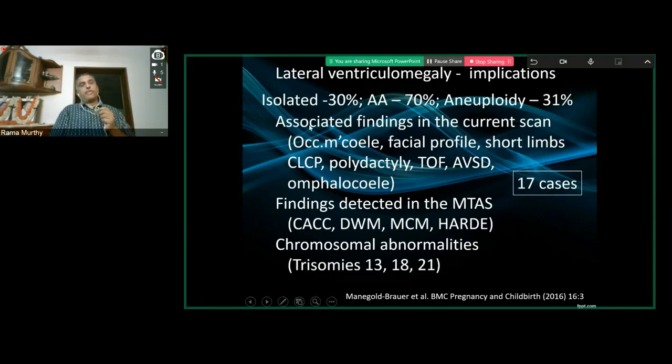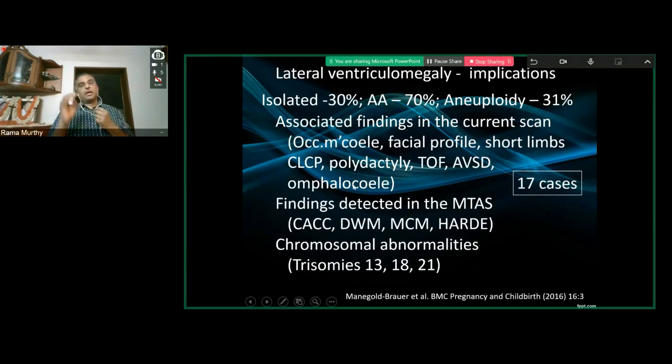You need to look very carefully in the scan that you're doing now for associated anomalies. So look for an associated meningocele, an occipital meningocele or an encephalocele. Look for the facial profile. Then look at the limbs to see if they are unusually short. Look for midline clefts in the palate region, the lip region. Look for polydactyly. Look for chamber asymmetry. Look for cardiac disease, an AVSD, and look for an omphalocele.